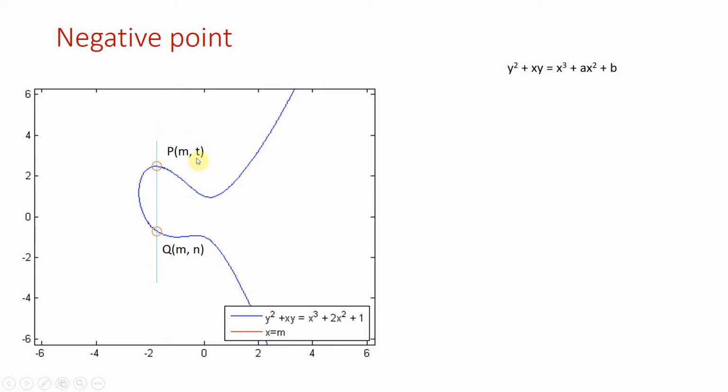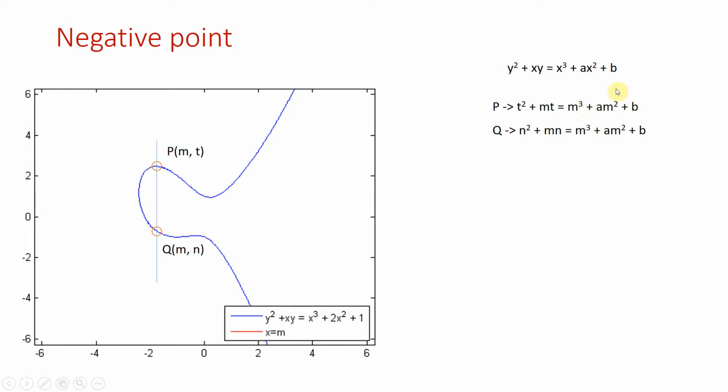Let's find the relation of its y coordinates. We have already known that this is the equation of the curve. Let's put the point P's coordinates into this curve equation, and it will become t squared plus mt is equal to m to the power of 3 plus a m squared plus b. Similarly, let's put the coordinates of Q into this equation, and this becomes n squared plus m times n is equal to m to the power of 3 plus a m squared plus b.